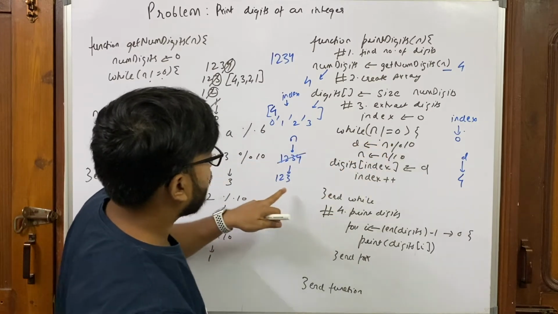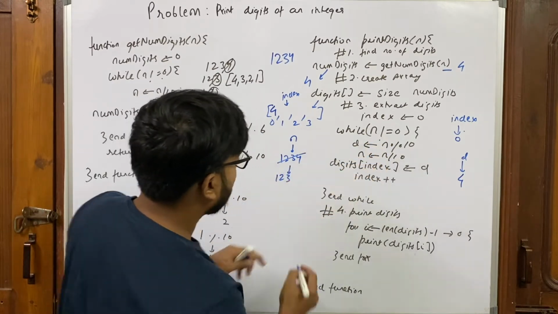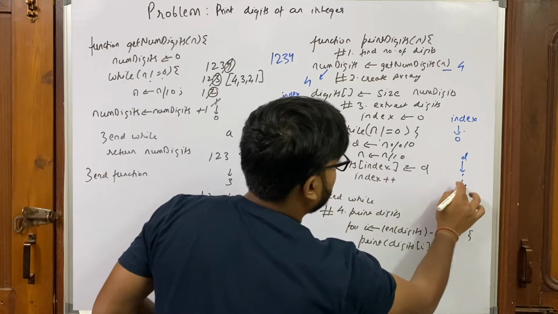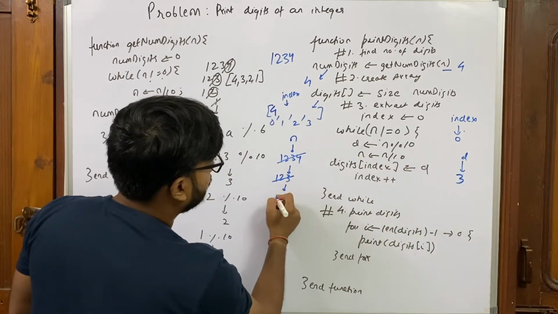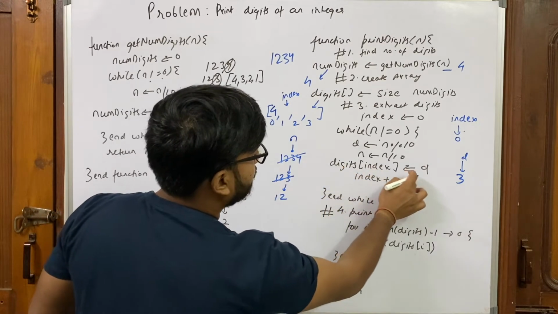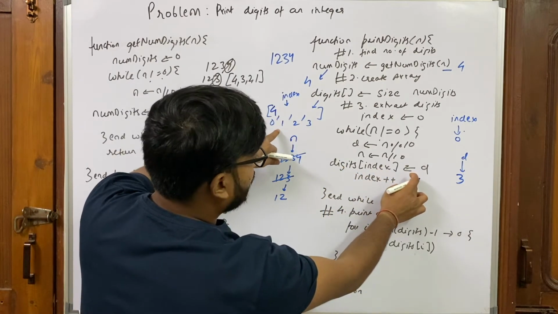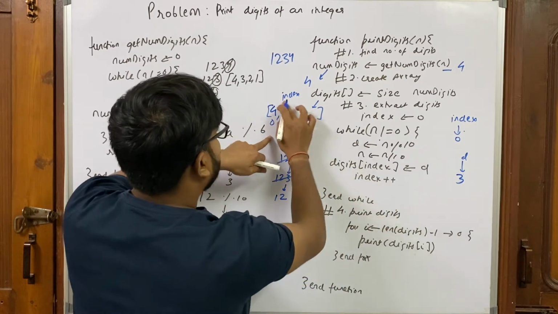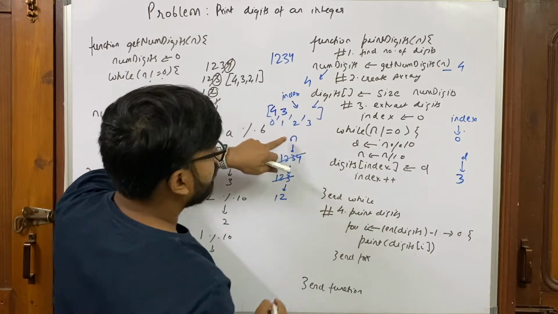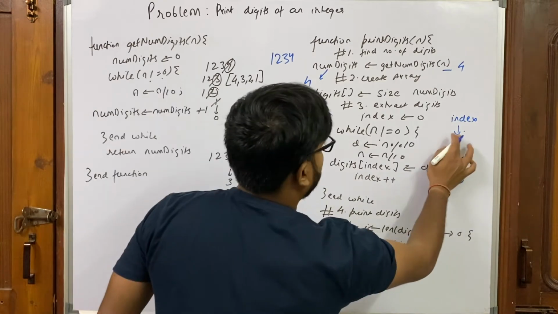N is not equal to 0. 1, 2, 3 is not equal to 0. D is n % 10. 1, 2, 3 % 10 is basically 3. N is equal to n / 10. N becomes 12. Digits of index is D. Index is pointing to location 1. Stores D here. Index plus plus. Index now points to location 2. Basically, index stores the value 2.